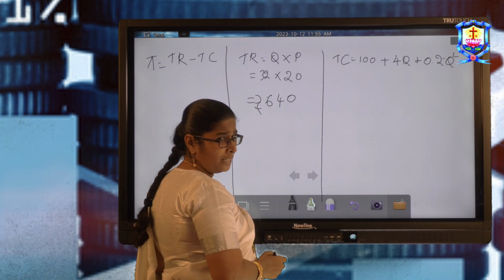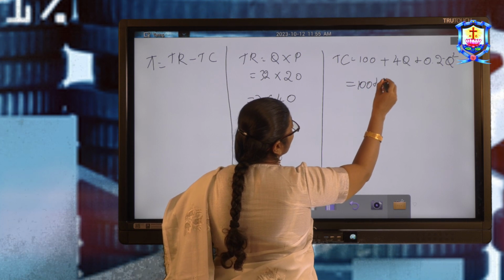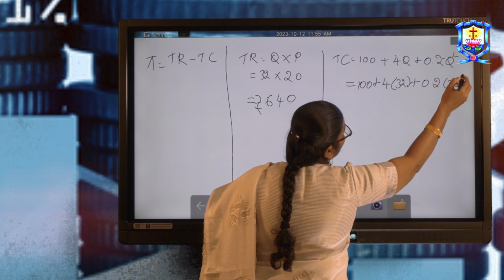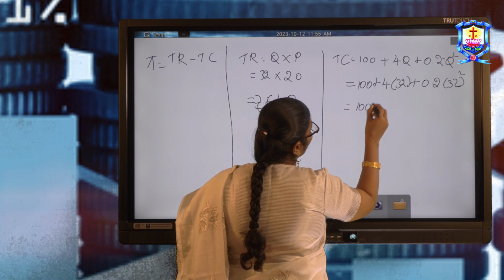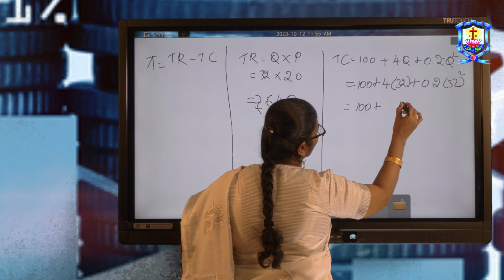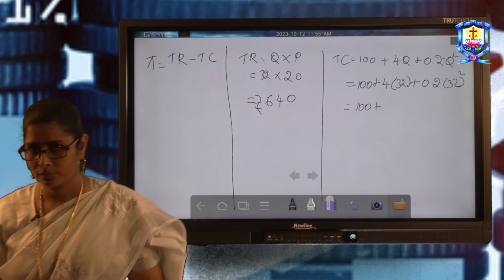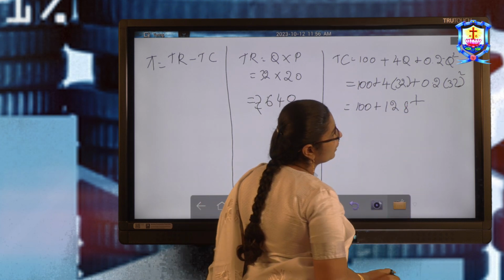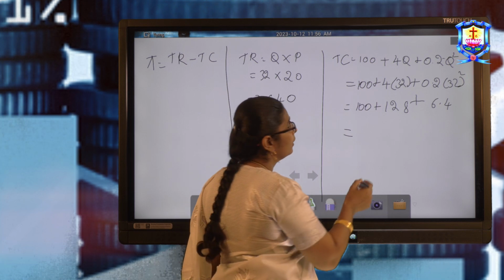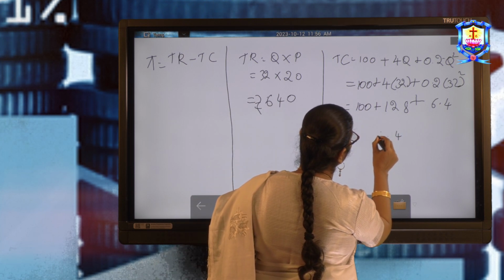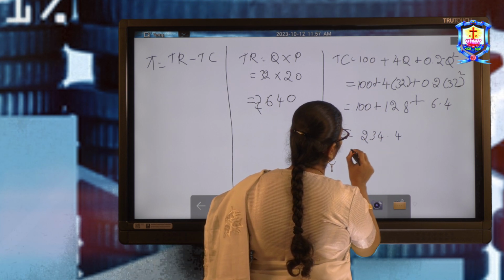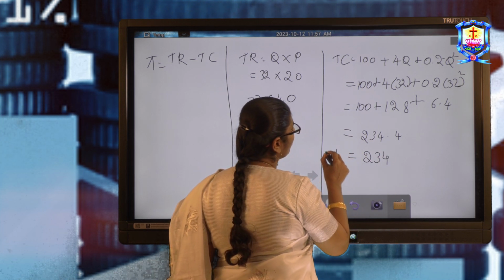Here, with the help of the TC curve, we are going to find a value. 100 plus 4 into Q, where Q is 32. Then substitute the values. 32 into 4 gives you 128. Then when you multiply 0.2 into 32 square, it gives you 204.8. So when you add together, you get 234.